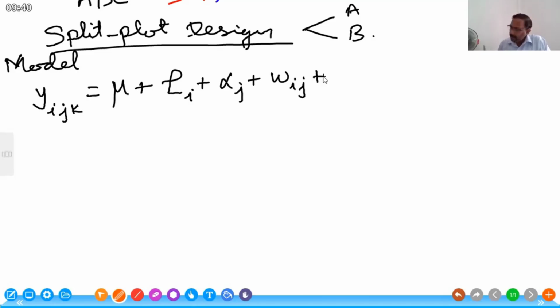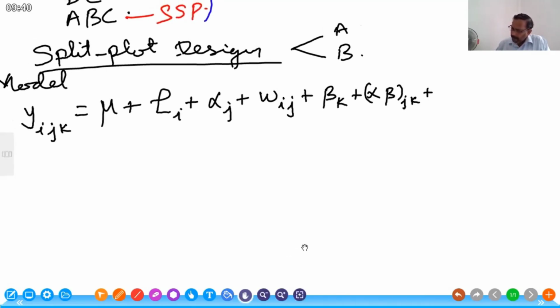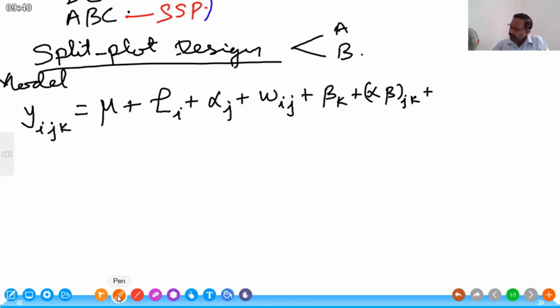I will explain all this. Then we have beta_k plus alpha beta_jk plus the error term e_ijk. So this much of components are coming into picture. We can explain all these components. So can somebody tell me what is this y_ijk, how we can define?